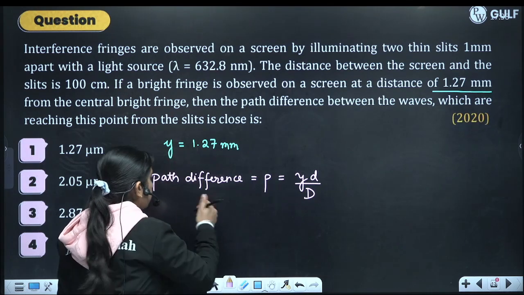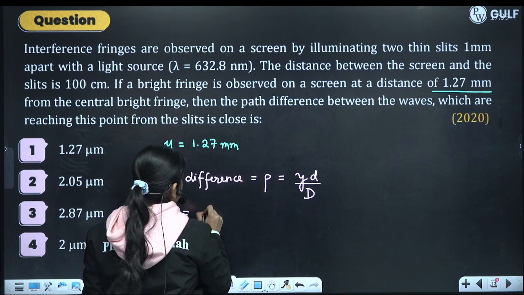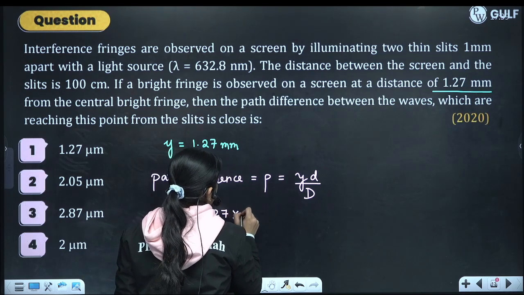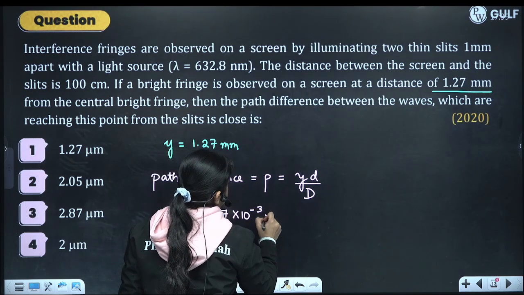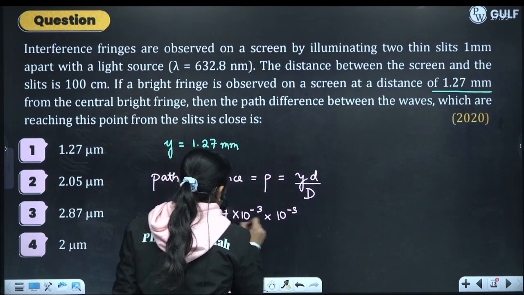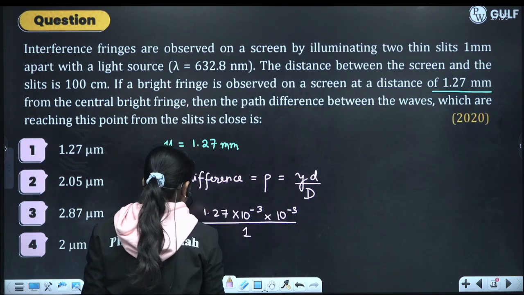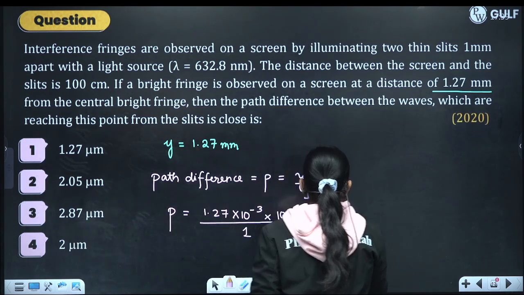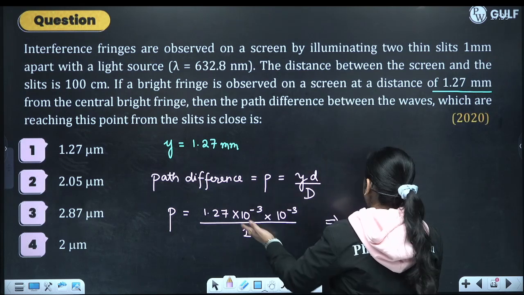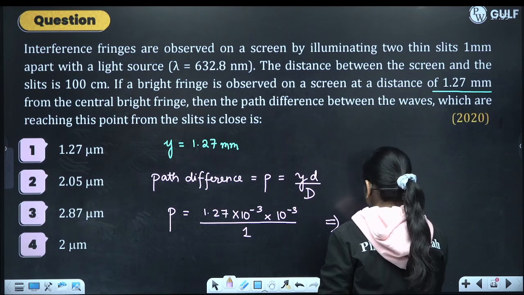Substituting, path difference is equal to Y, which is 1.27 into 10 raised to the power minus 3, times d, which is 1 millimeter, so 10 raised to the power minus 3, divided by D, which is 100 centimeters, or 1 meter only. So path difference will come out as 1.27 micrometers.